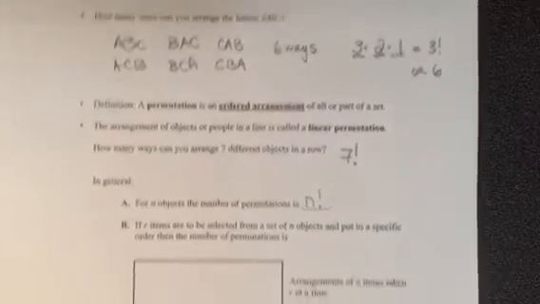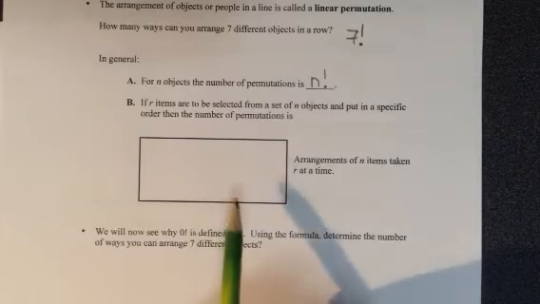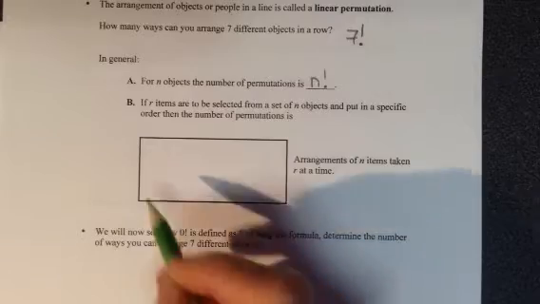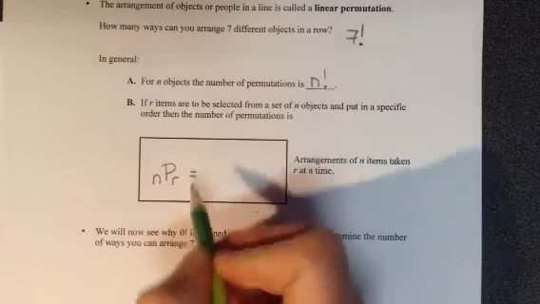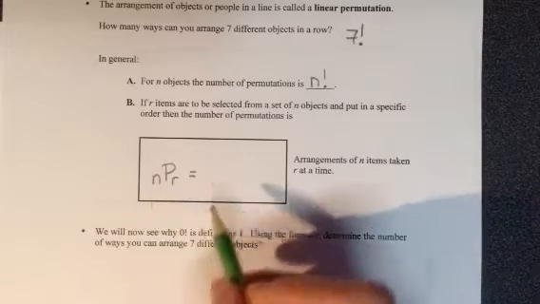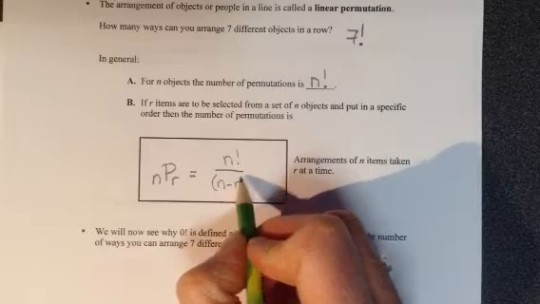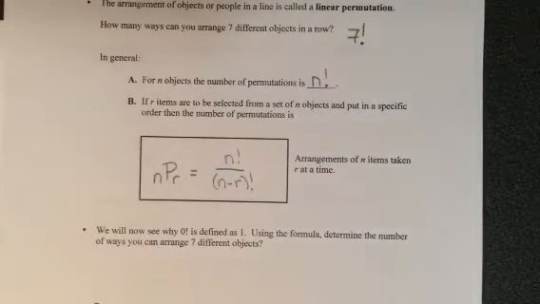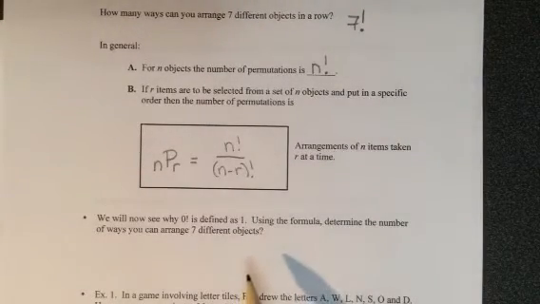Now, as I'm going to slide this up, if there are r items to be selected from a set of n objects and put in a specific order, then the number of permutations, there's a formula, and it looks like this, nPr. What that means is the arrangement of n items taken r at a time. And it looks like this, n factorial divided by n minus r factorial. So you'll recognize your factorial notation. You're now going to see why 0 factorial is defined as 1. That was in your very first lesson but wasn't explained.